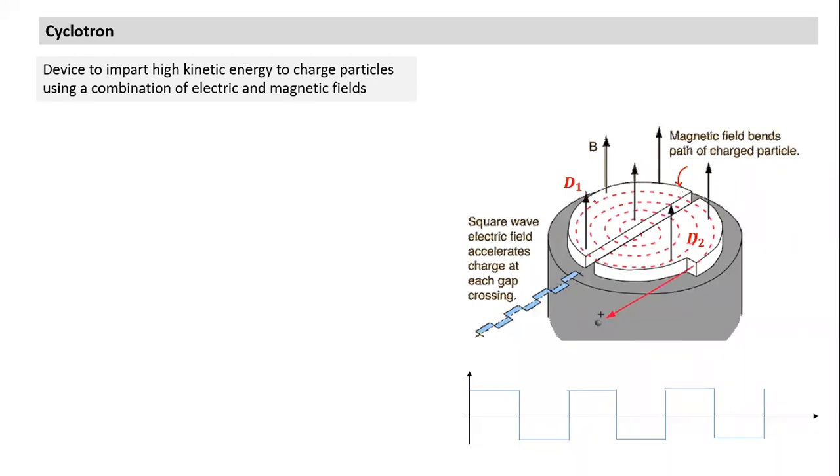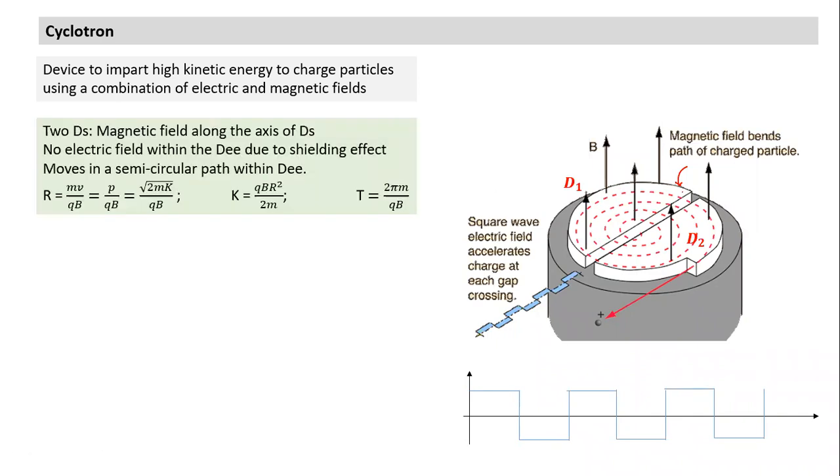And there's a magnetic field created along the axis of the D. In this particular case, the magnetic field is pointing upwards. So inside the D, everywhere, it will always move in a circular path, right? Inside the D there's no electric field, only the magnetic field is present, so it follows a circular path. The radius we know. Let's see how it imparts kinetic energy.